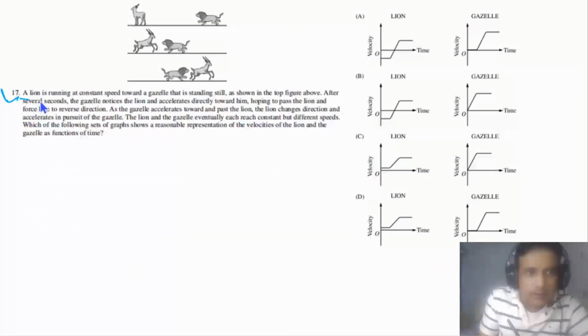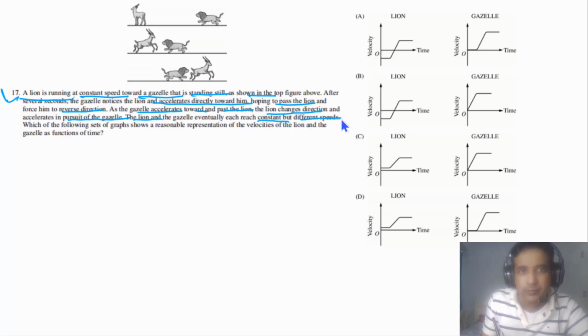Question 17 says a lion is running at constant speed toward a gazelle that is standing still, as shown in the top figure above. After several seconds, the gazelle notices the lion and accelerates directly toward him, hoping to pass the lion and force him to reverse direction. As the gazelle accelerates toward and past the lion, the lion changes direction and accelerates in pursuit of the gazelle. The lion and gazelle eventually each reach constant but different speeds.